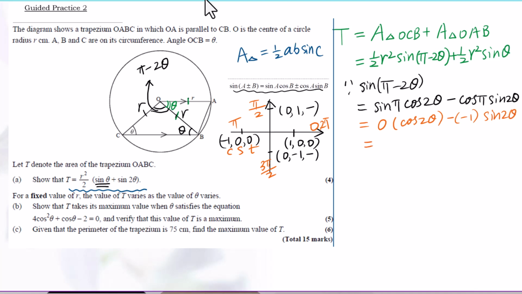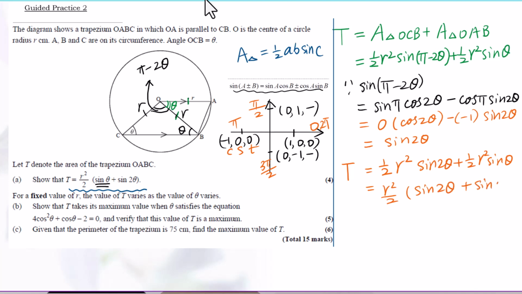Simplify: sine 2 theta. Therefore, T equals 1/2 r squared times sine 2 theta plus 1/2 r squared sine theta. Take a common factor outside: r squared over 2 times (sine 2 theta plus sine theta).